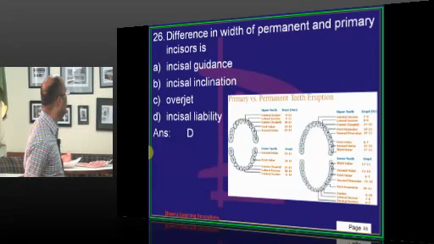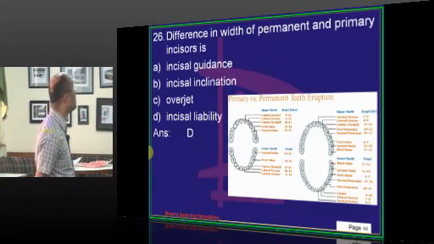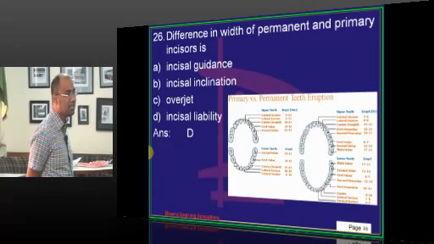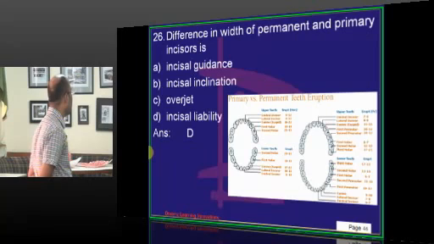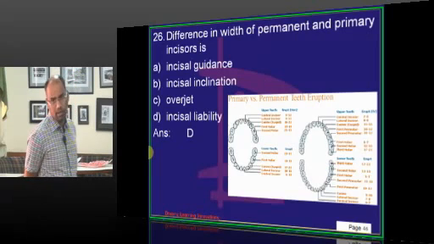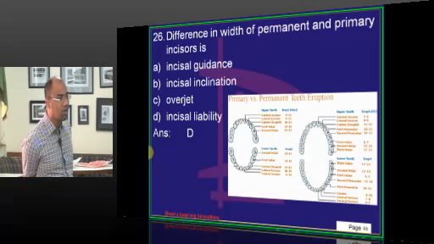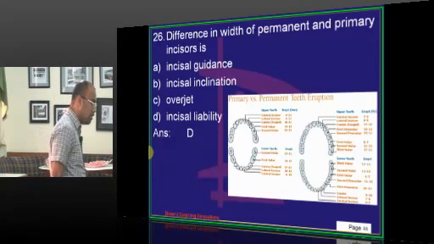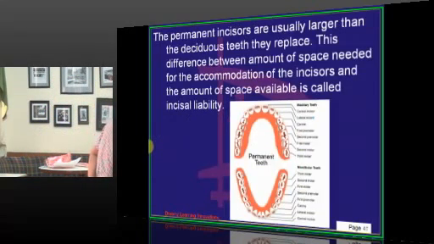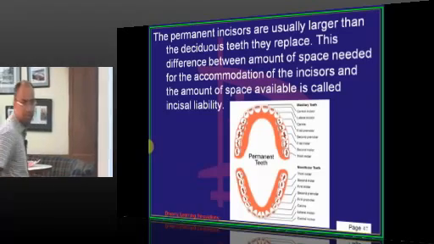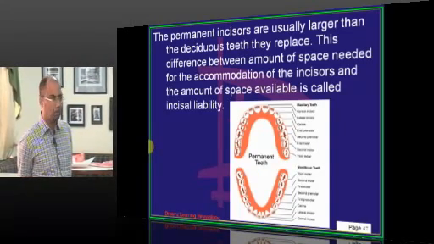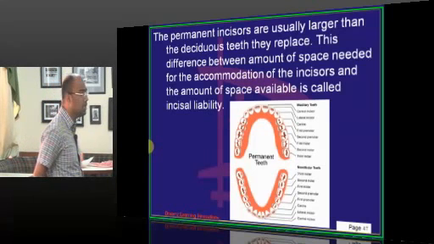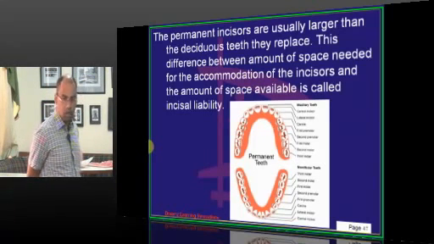Difference in the width of permanent and primary incisors is called as incisal liability. Which is more, primary incisors or permanent incisors? Permanent incisors. So that difference is called incisal liability. Normally it is around 7 to 8 millimeters in the upper and 5 to 7 in the lower. This is called incisal liability, given by Wayne.